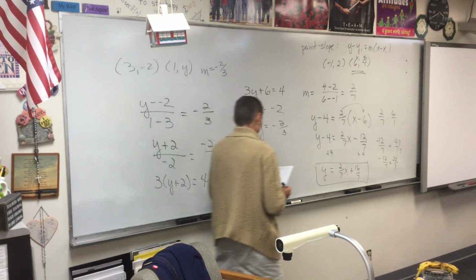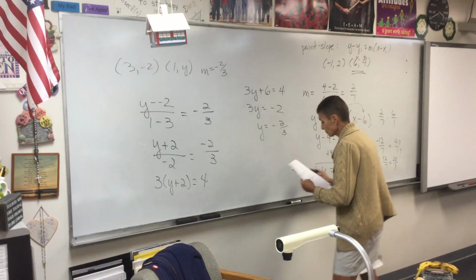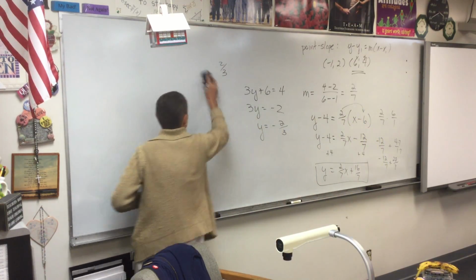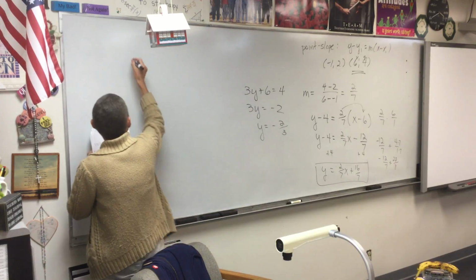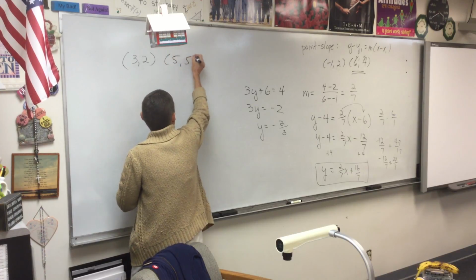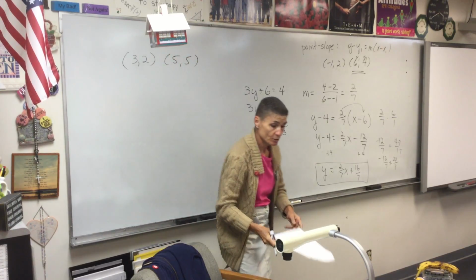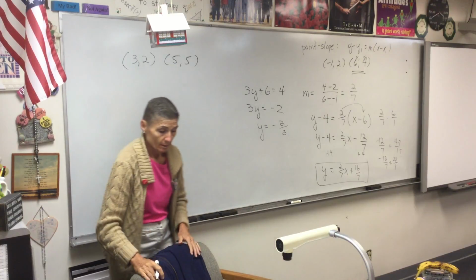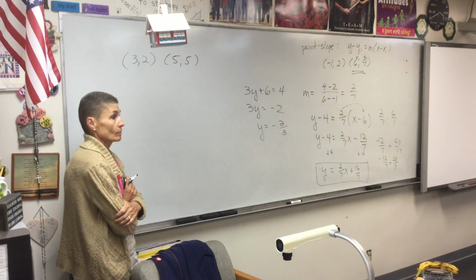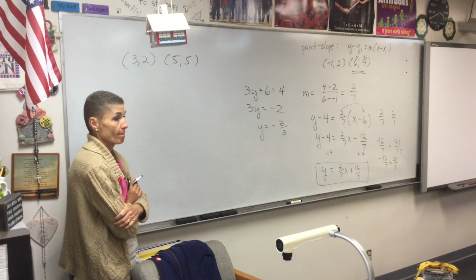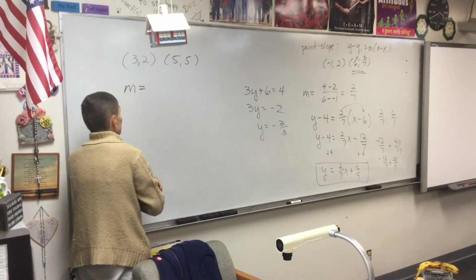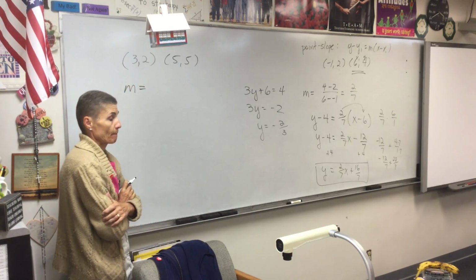Let's try one more. We're going to do exactly the same thing. Let's see if you can do this. All right, here we go. Write the equation of the line using point slope. What's step 1? Find the slope. You tell me what the slope is.